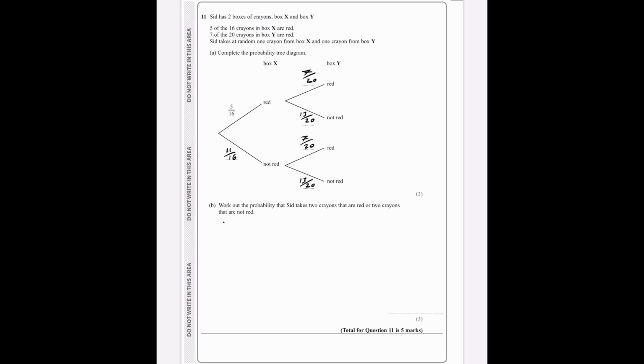And then for part B, 2 reds or 2 not reds. Well, the 2 reds require it to be red and red. The 2 not reds are not red and not red. So 5/16 times 7/20, 11/16 times 13/20. And then add the 2 together because we don't mind which one it is. It's an or. Comes out as 89/160.